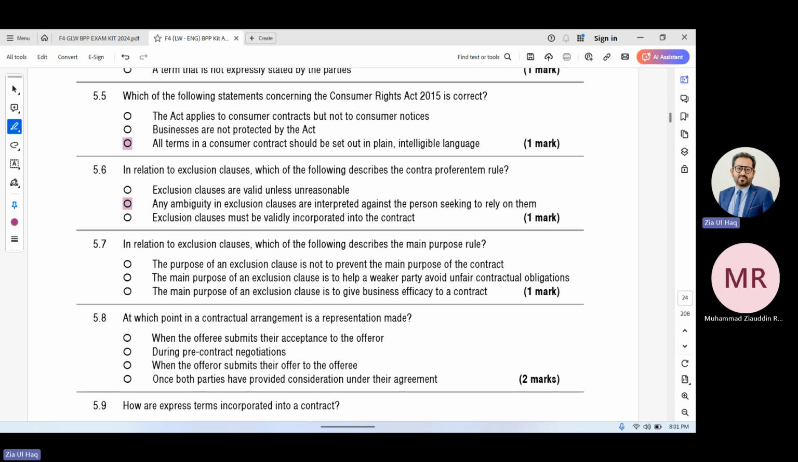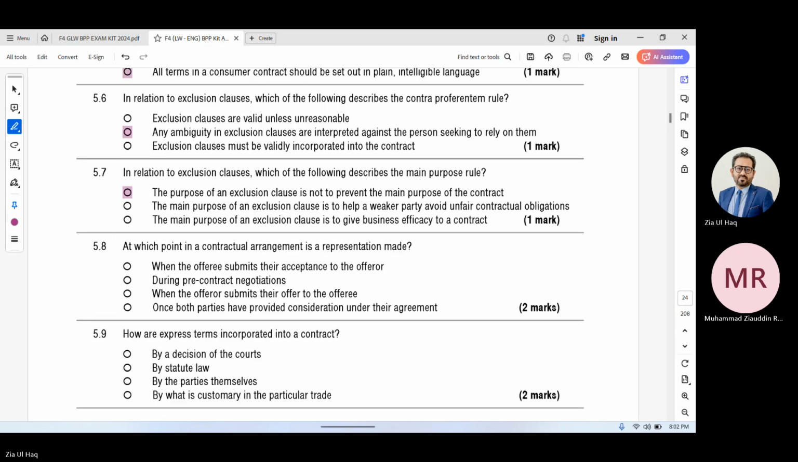The main purpose of an exclusion clause is to help a weaker party avoid unfair contractual obligation. No, this is not for exclusion clause. The main purpose of an exclusion clause is to give business efficacy to a contract. Even this is not.